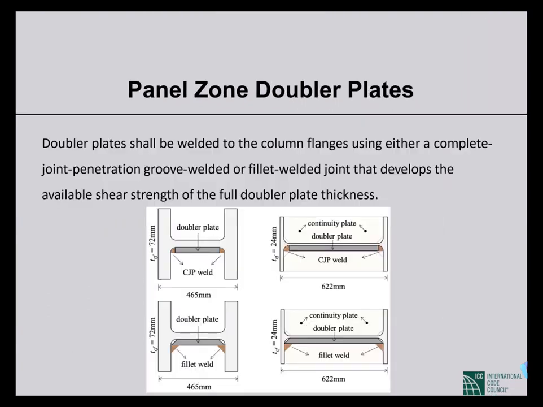Doubler plates shall be welded to the column flanges using either a complete joint penetration groove weld or fillet welded joint that develops the available shear strength of the full doubler plate thickness. So usually we go for a CJP, complete joint penetration groove weld, for the doubler plate, or fillet weld for the whole thickness. So doubler plate and continuity plates are shown here again.